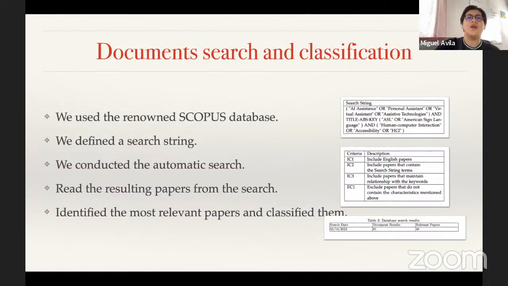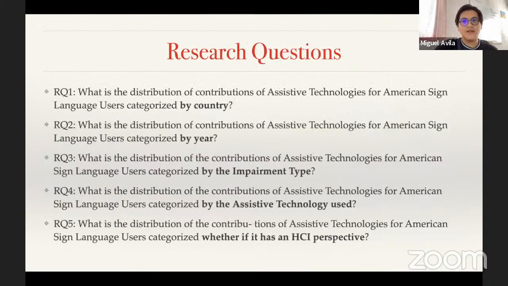In the Table 3 image, you can see when we did our search and also how many documents we had as a result. We had 91 papers as a result and only 48 relevant papers. Of course, we then read in depth all the 48 papers to finish the classification. And then, well, we defined our research questions.